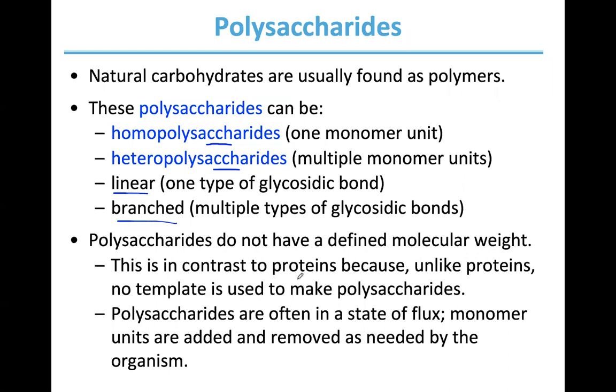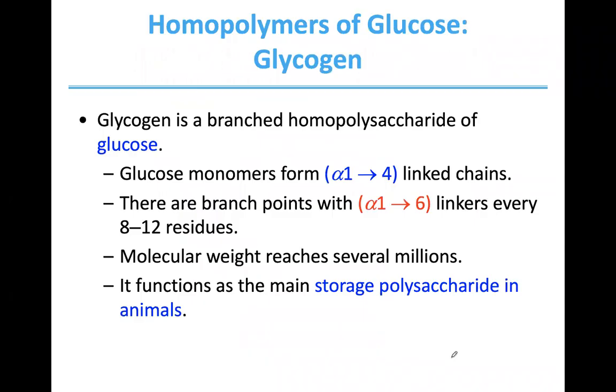So carbohydrates, polysaccharides are not made based on a template, and instead they actually exist in a constant state of flux, right? They're forming, they're decomposing, forming, decomposing. And there are lots of enzymes that act on polysaccharides, which allow for this to be possible. Okay, so let's talk about some homopolymers of glucose. So glycogen is one important one.